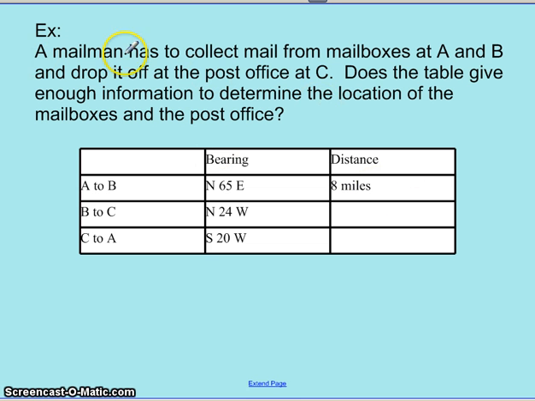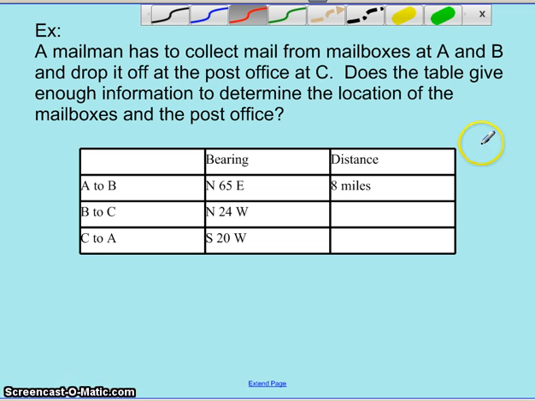Let's see, we got one example here about a mailman who has collected mail from mailboxes at A and B and dropped them off at a post office at C. Does this table give enough information to determine the location of the mailboxes and the post office? So it's asking basically, is this a unique triangle? Do we have angle side angle marked? Because that's all we have so far in the lesson.